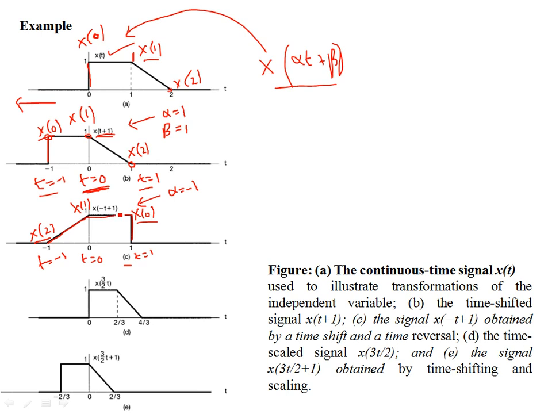So x of minus t plus 1 corresponds to the flipping of the sequence around the vertical axis, and then a time shift of the signal by 1 unit towards right. So first you can flip the signal on the vertical axis, and then you can shift it towards right to have this graphic.